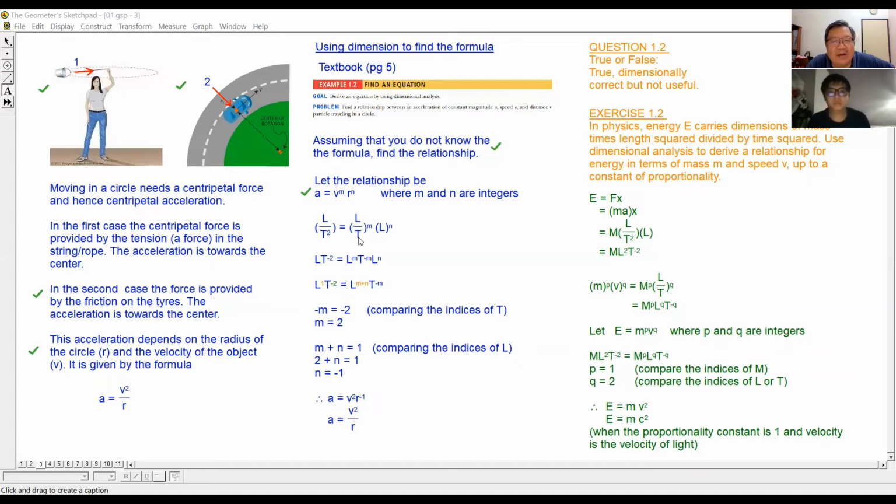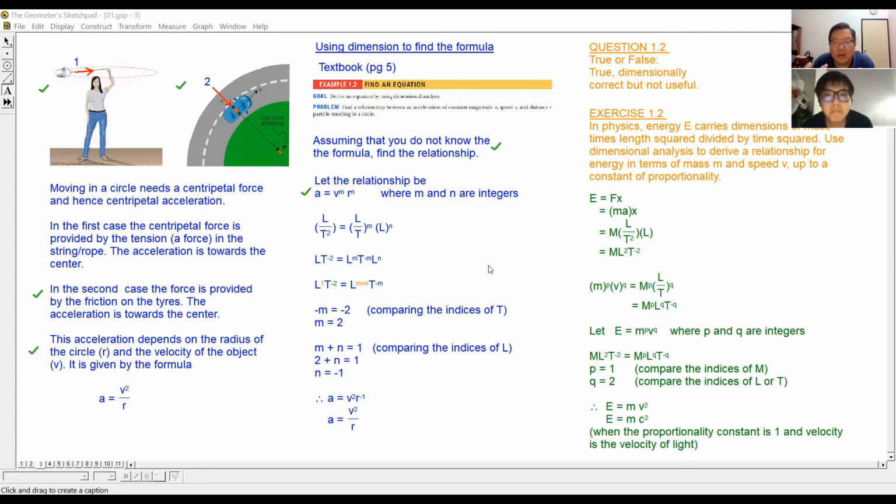Okay, now it's L over T. So this is L to the power of m, then T to the power of m. Since the T to the power of m is at the bottom, you have T to the power of negative m. Then the L which comes from the r, L to the power of n, we put down L to the power of n.